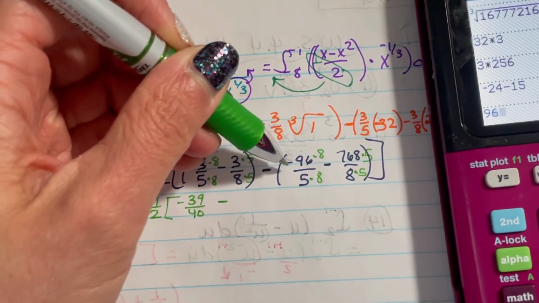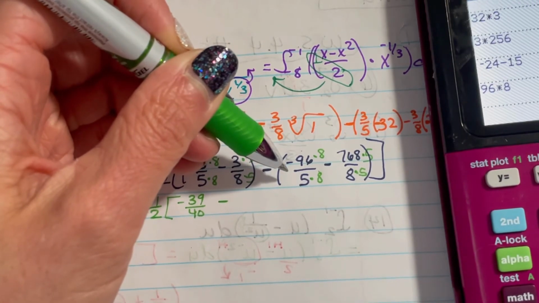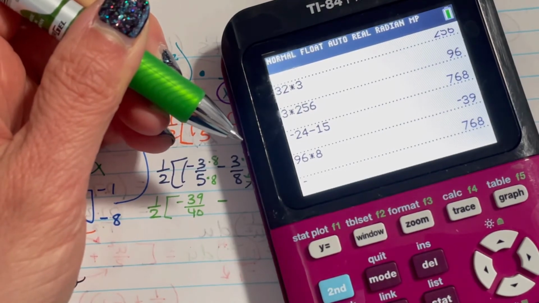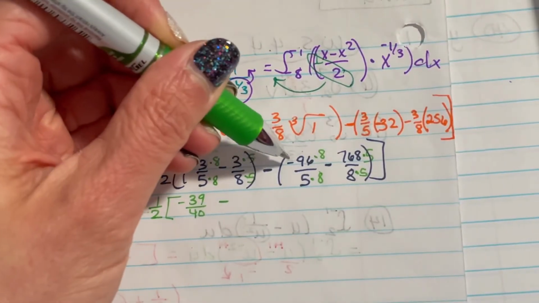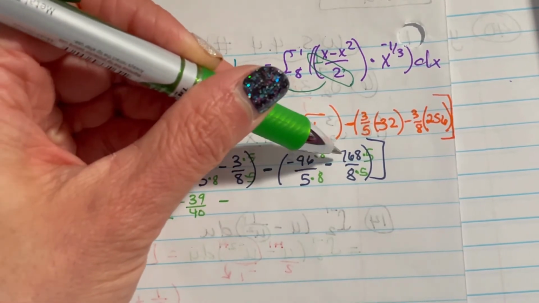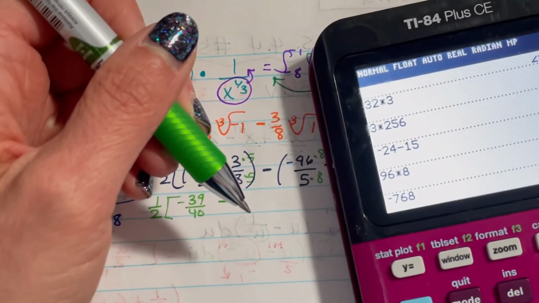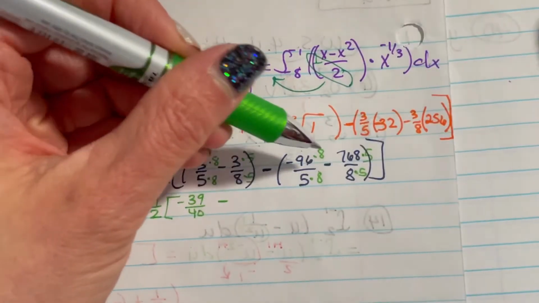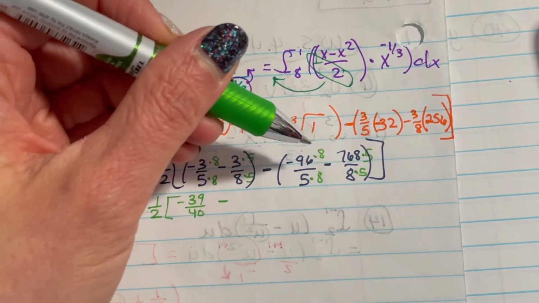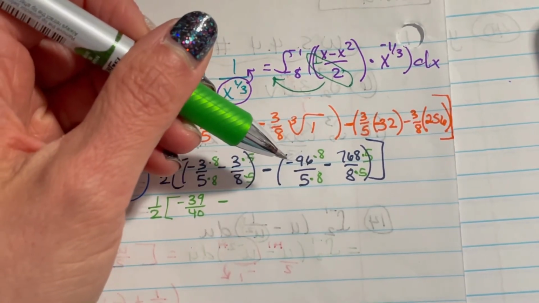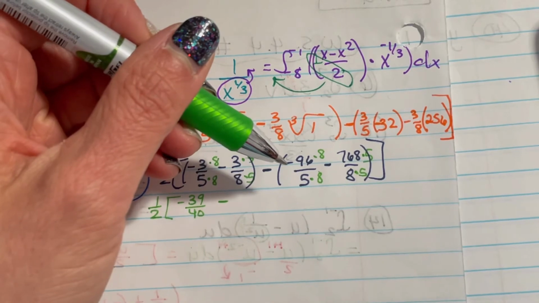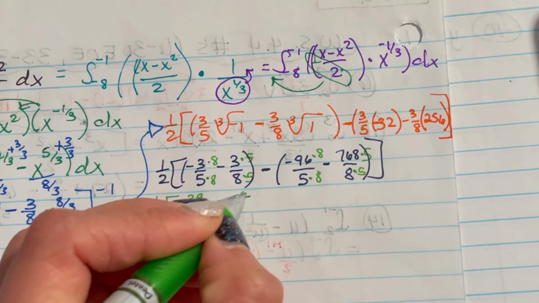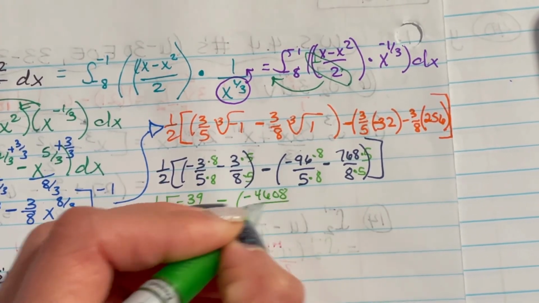96 times 8 is 768. I'm just going to write negatives because it's a negative in front. All right, and then minus 768 times 5 is 3840. Remember, it's -3840. So -768 minus 3840 is -4608, all over 40.